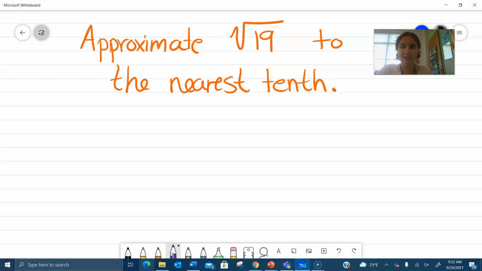Hi guys, this is going to be a really quick example of approximating a square root to the nearest tenth. So this example is: approximate the square root of 19 to the nearest tenth. When we approximate square roots, we want to use what we know about perfect squares.